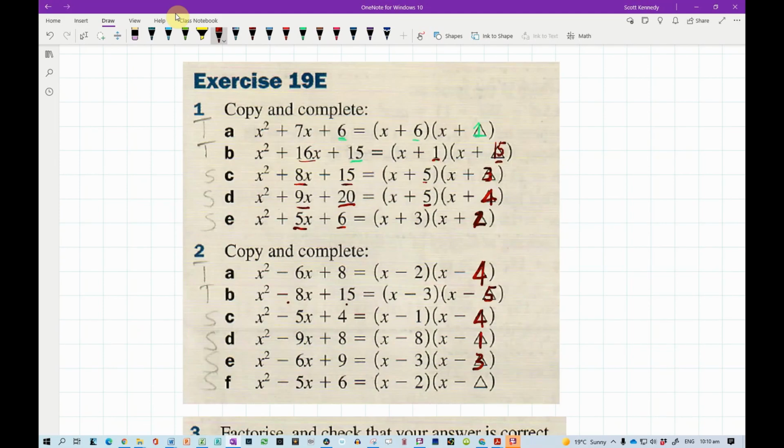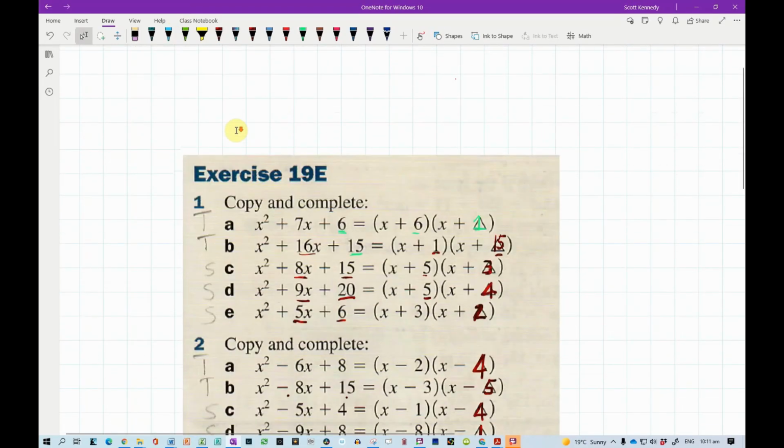The next one, we've got factors of 6 that add to minus 5. So minus 2, the other one must be minus 4 because, oh sorry, my mistake, must be minus 3, because minus 2 times minus 3 is positive 6, and minus 2 plus minus 3 is minus 5. So it's x minus 5x. Goodness, losing it here today.